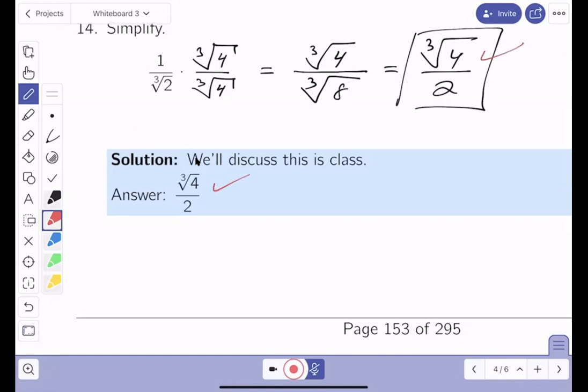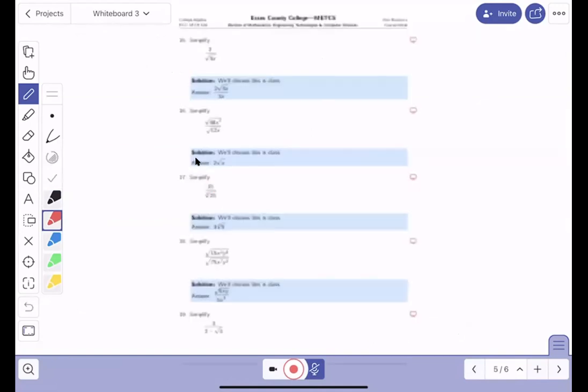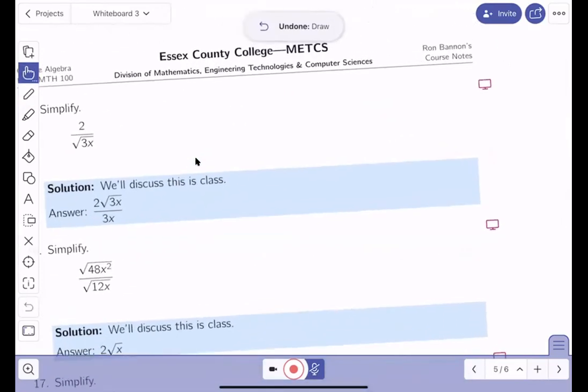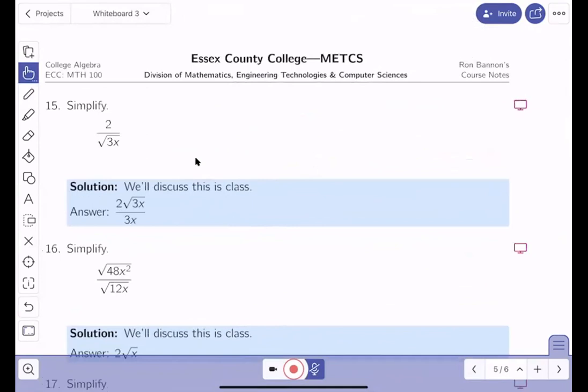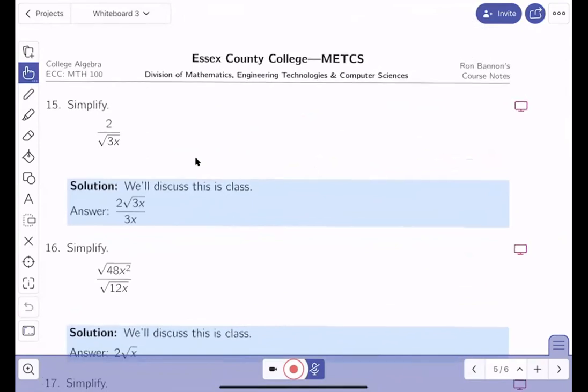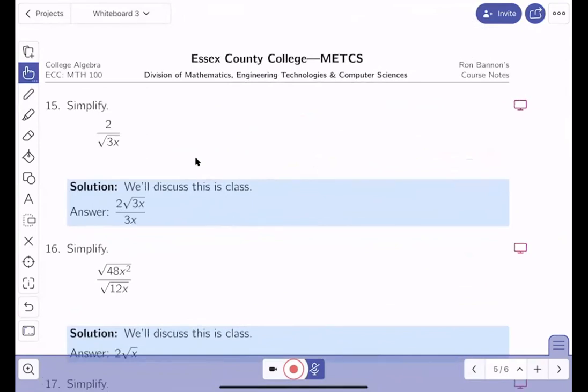All right, let's go to 15. I know this is tough. You have to take a break. Well, I got a problem again. The bottom's not whole. So what am I going to do? Try to make it whole. Get rid of that radical.